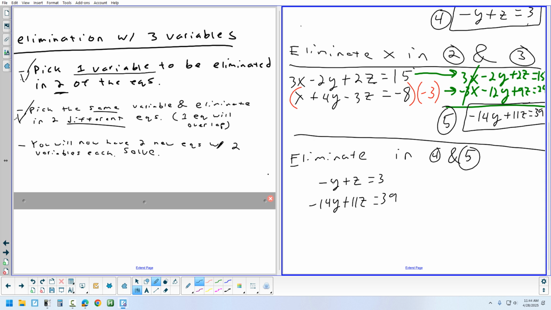Okay, so what letter do we want to try to eliminate there? Z? Okay. So we're going to eliminate z in equations 4 and 5. Which equation are we going to have to multiply? 4. The equation 4, yeah, the top one. And what are you going to have to multiply it by? Negative 11. What happens to the bottom? Stays the same. I just copy over the one that stays the same.